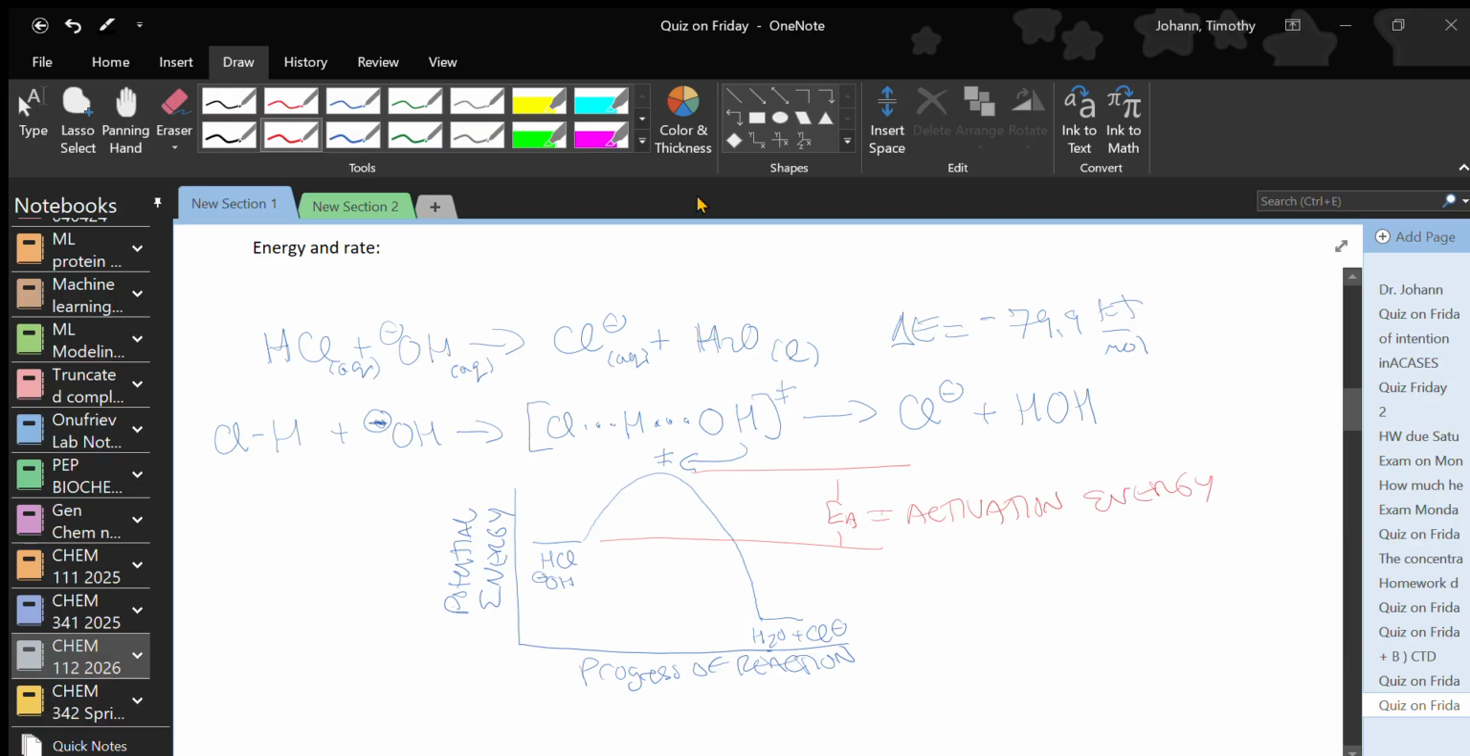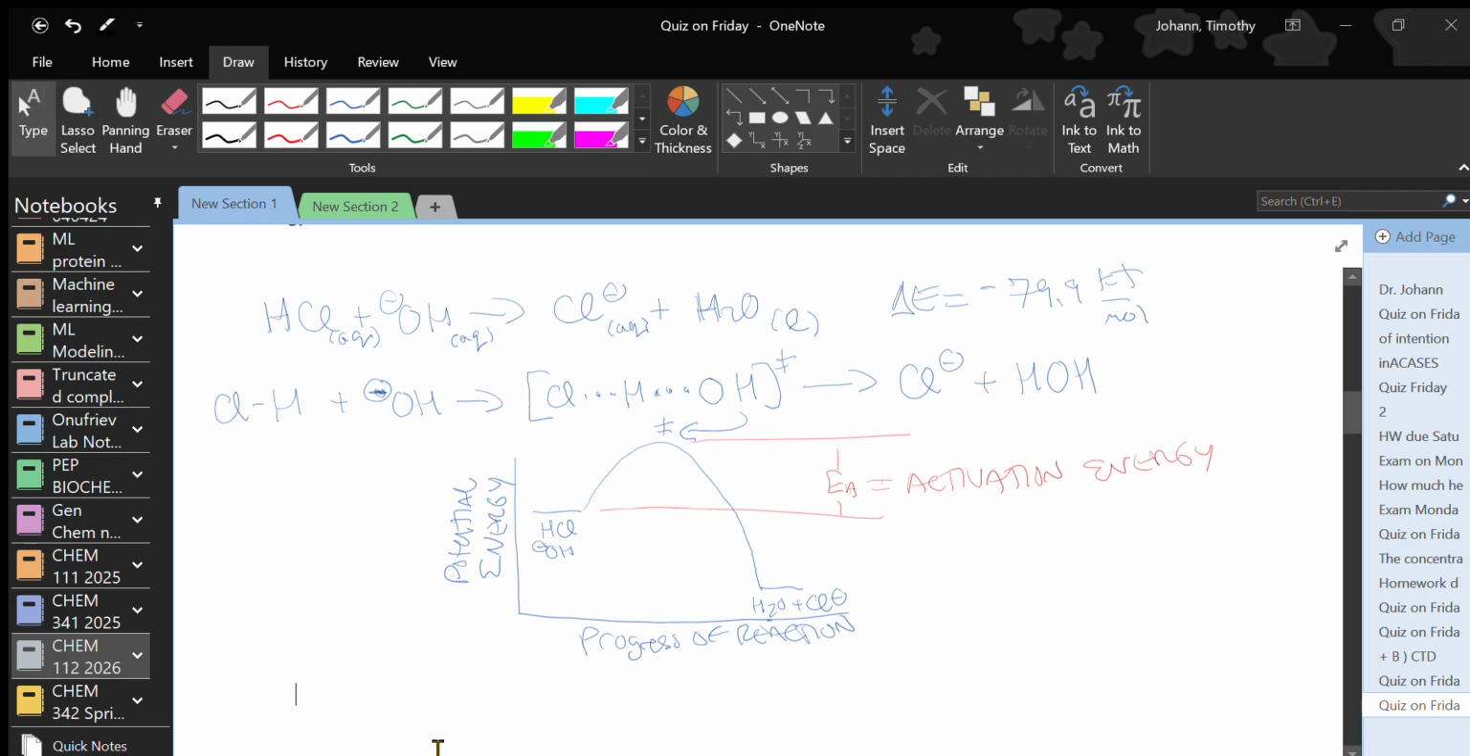And so let me go ahead and type out what that is, since it's a new term. We're going to type it out down here. Activation energy is the energy that reactants need to acquire to become products.